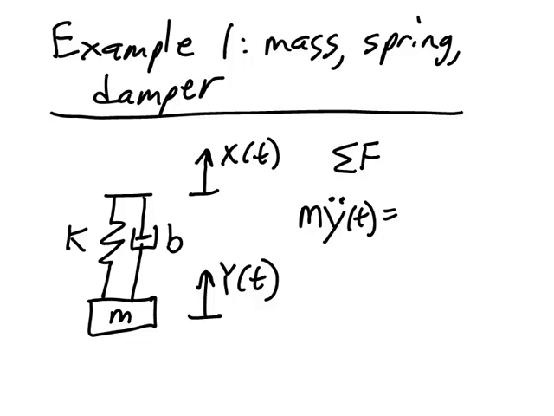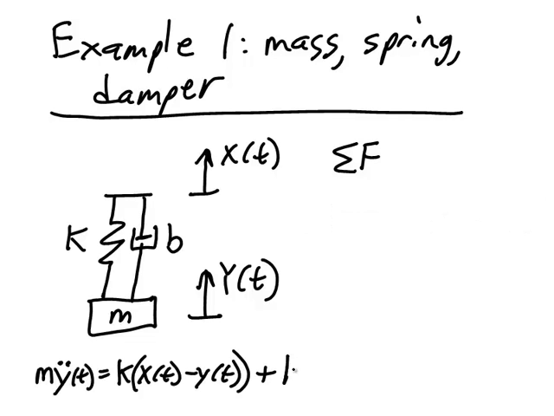We need to make sure that we get the signs correct. If the force is pulling up, the sign should be positive, and if the force is pushing down, the sign should be negative. The spring force will be equal to K times the difference in displacement between X and Y. The damping force will be equal to B, the damping coefficient, times the difference in velocities.